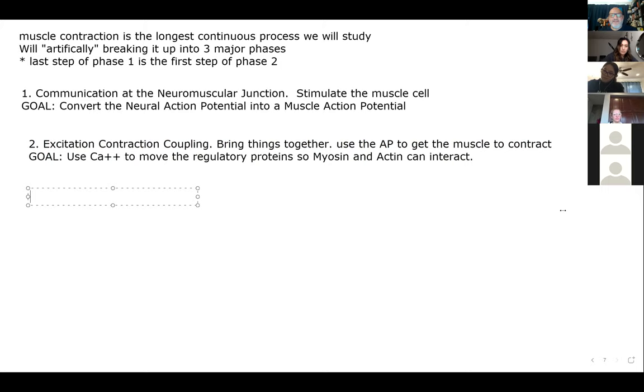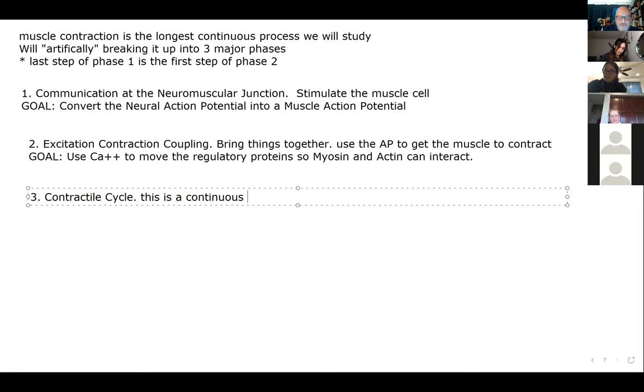Once those pesky regulatory proteins are out of the way, then we can finally get to the third process. And that third process is called the contractile cycle. Now, key word there being cycle. What does cycle mean? It comes back around. It's a continuous process, where it's going to go around and around. This is also sometimes referred to as the sliding filament theory, because the myosin and the actin slide across each other. And as they slide across each other, that changes the shape of the muscle cell. That generates the tension that produces the force. So contractile cycle or sliding filament theory are both acceptable terms for phase three.